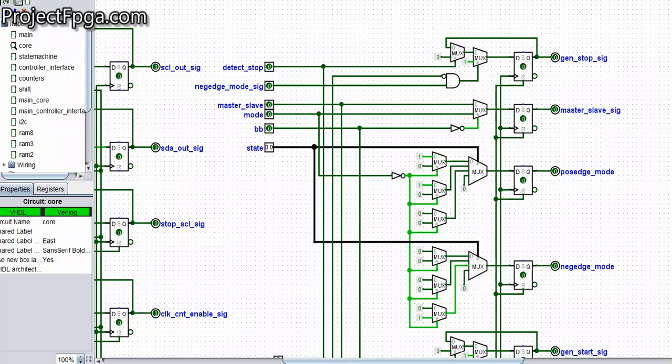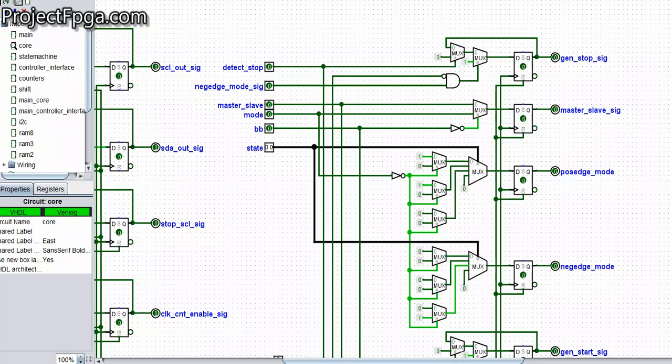So welcome, this is the third tutorial on I2C. In this tutorial I'm going to be explaining core signals and how they are being generated. First of all, let's talk about the gen. We are going to talk about this gen.